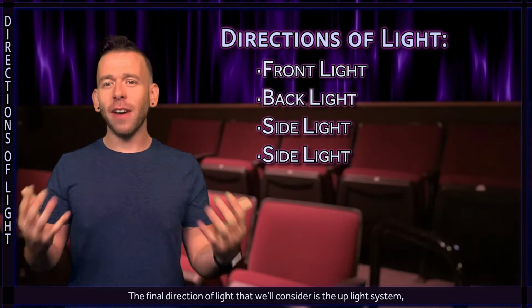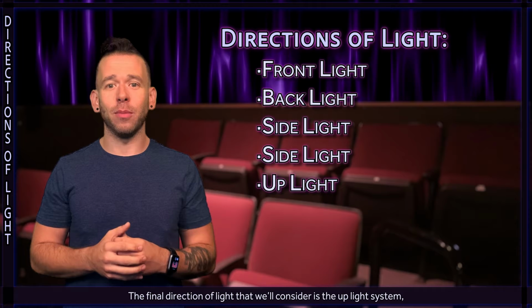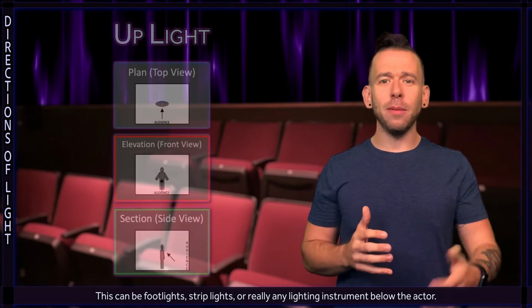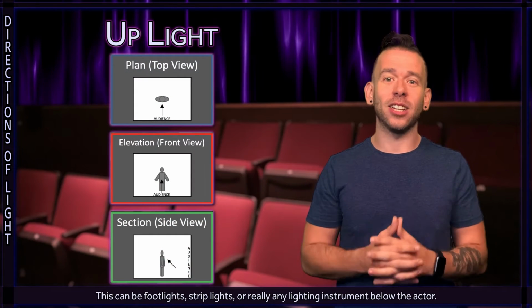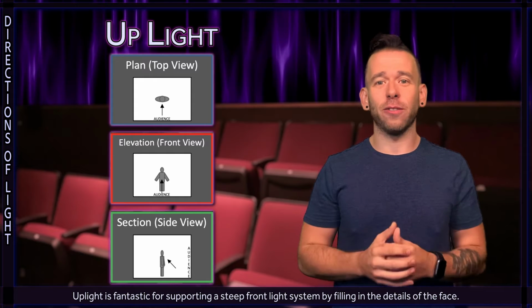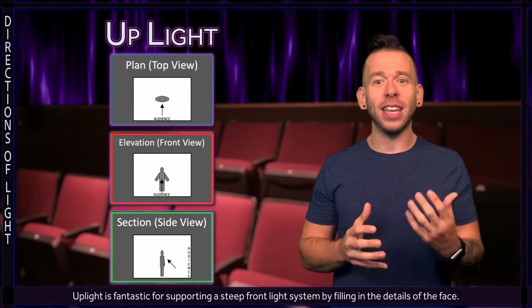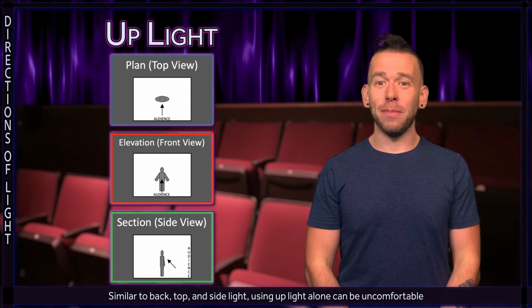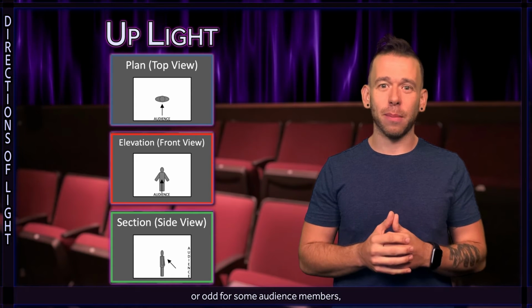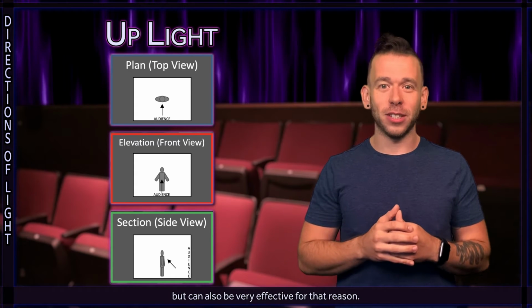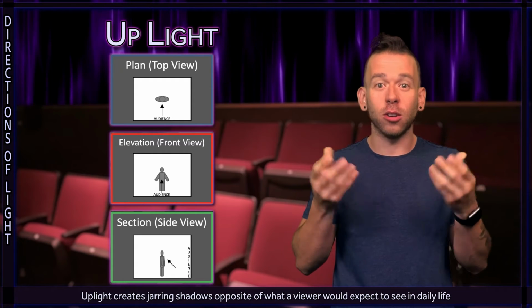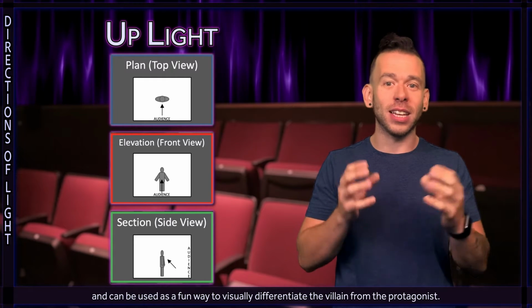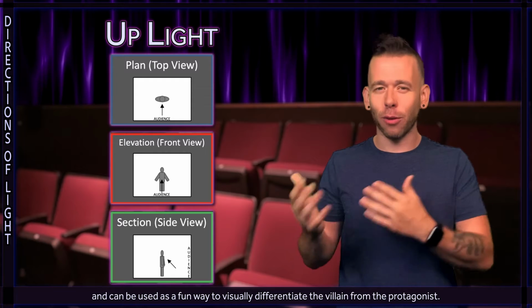The final direction of light we'll consider is the uplight system, which refers to any lighting coming from below the actor, usually from the floor. This can be footlights, strip lights, or really any lighting instrument below the actor. Uplight is fantastic for supporting a steep front light system by filling in the details of the face. Similar to back, top, and side light, using uplight alone can be uncomfortable or odd for some audience members, but can also be very effective for this reason. Uplight creates jarring shadows opposite of what the viewer would expect to see in daily life, and can be used as a fun way to visually differentiate the villain from the protagonist.